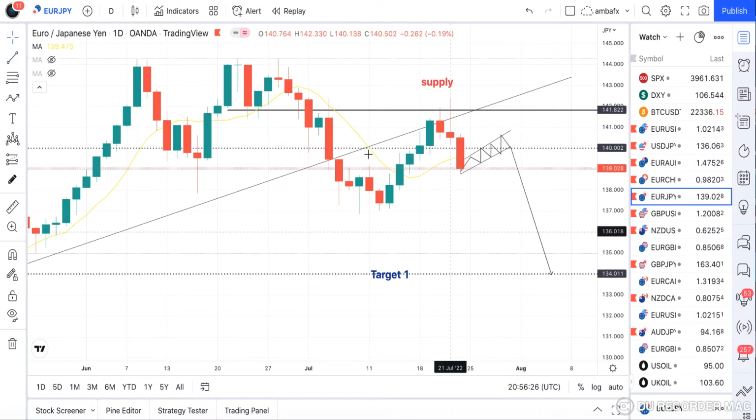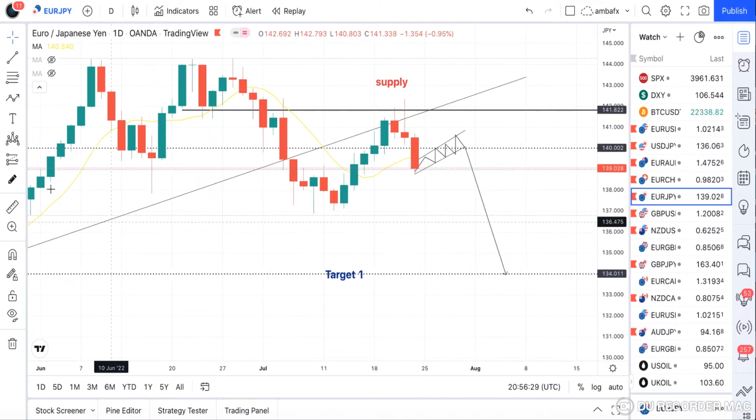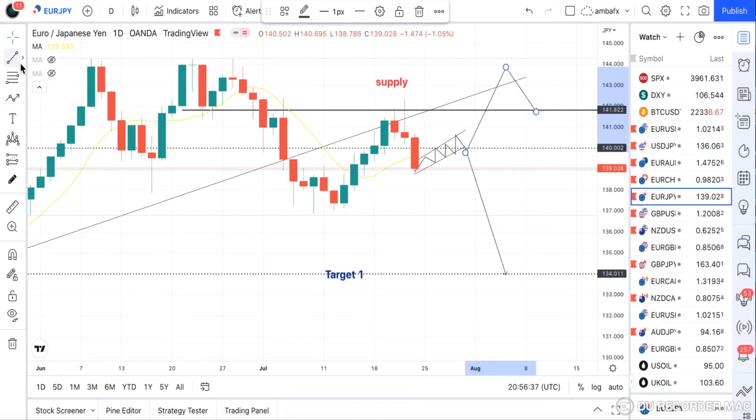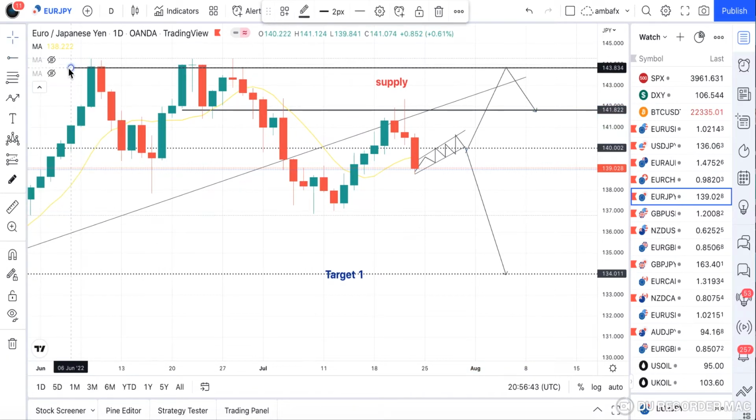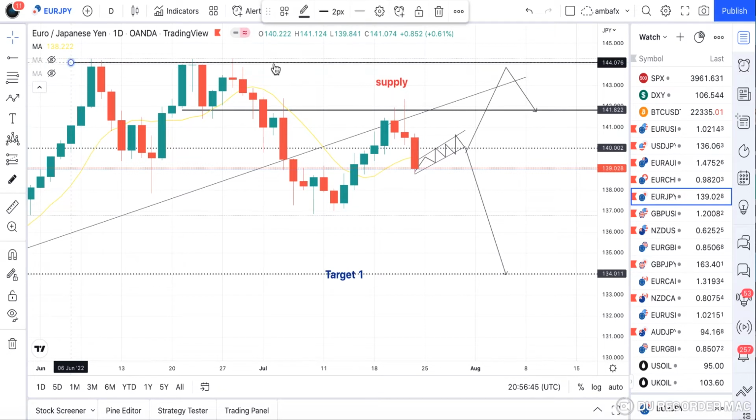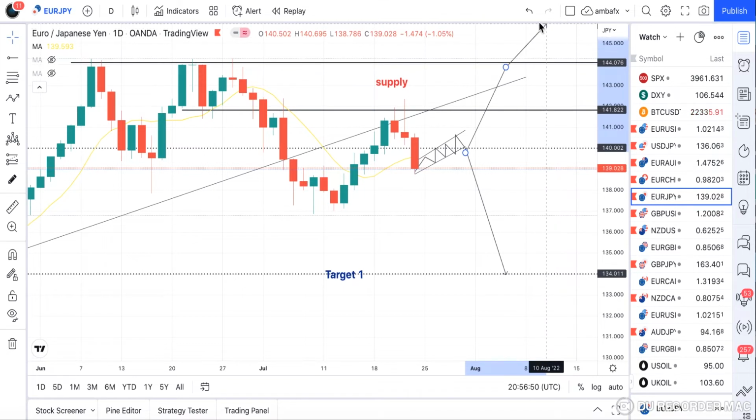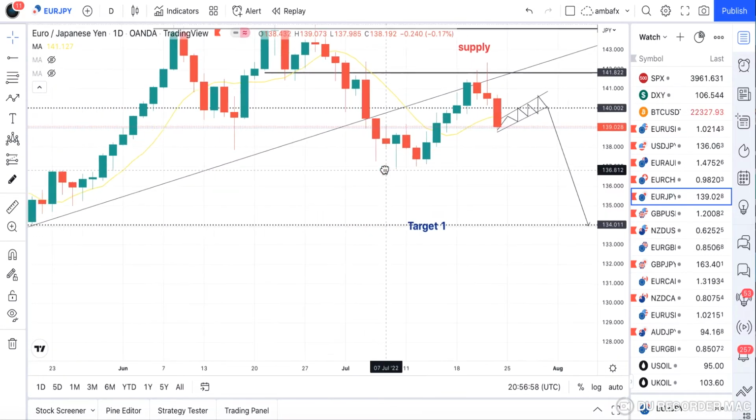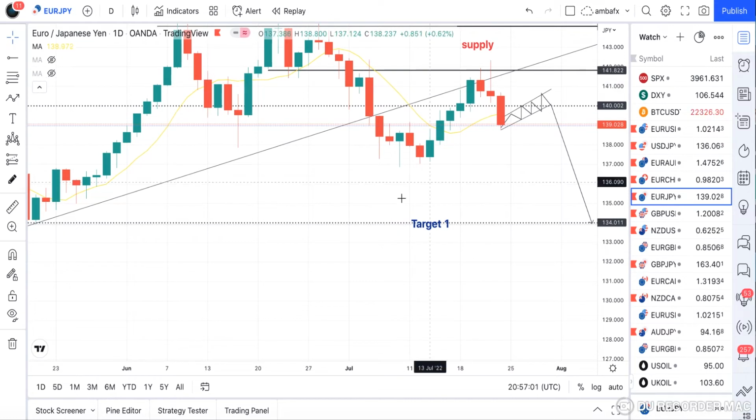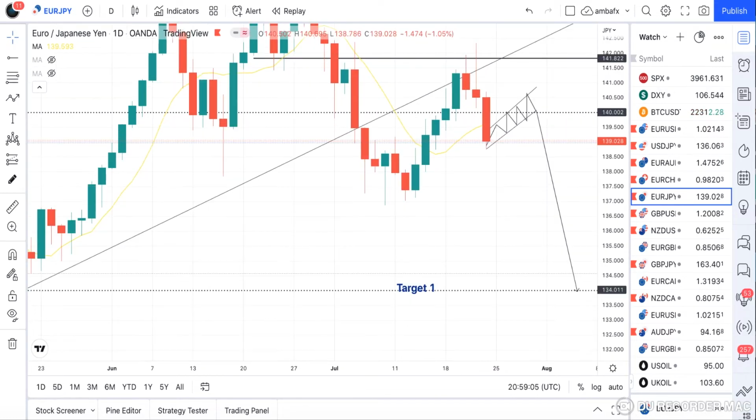So if you are on a bearish bias, you just wait for this particular supply to break out, and you wait for this all-time high to invalidate this solid resistance. Just wait for it to break out before you can make your decision to go long. So for now, the bias we have is a bearish bias. That's that about Euro JPY.